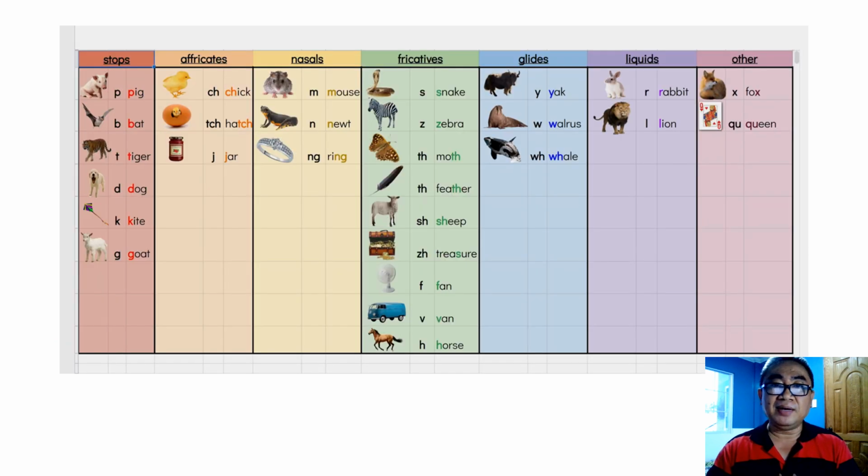Okay, so we have examples: the stops, the affricates, the nasals, fricatives, the glides, liquids, and others. So these are our examples. If you have time, you can read that for personal consumption. Pig, bat, tiger, dog, kite, goat, chick, hatch, jar, mouse, newt, ring, snake, zebra, moose, feather, sheep, treasure, fan, van, horse, yak, walrus, whale, rabbit, lion, fox, queen. So we have this example.